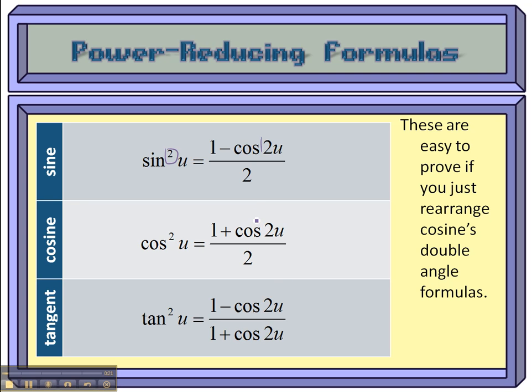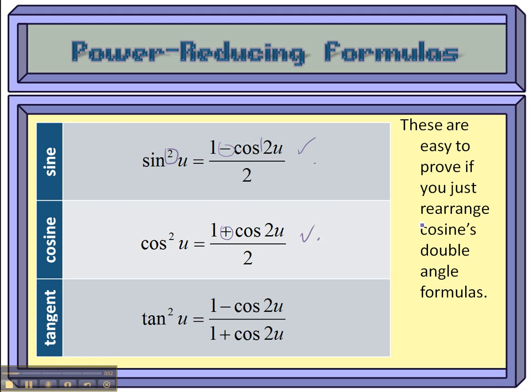So notice that the only difference between the sine and the cosine formula is the fact that the sine formula has a minus, and the cosine formula has a plus. The tangent formula, just look at it. It looks like it is the sine squared formula divided by the cosine squared formula. As a matter of fact, if you're going to prove that one, that's what you would do. You just divide the first one by the second one, the sine squared by the cosine squared, after you proved the sine squared and the cosine squared.